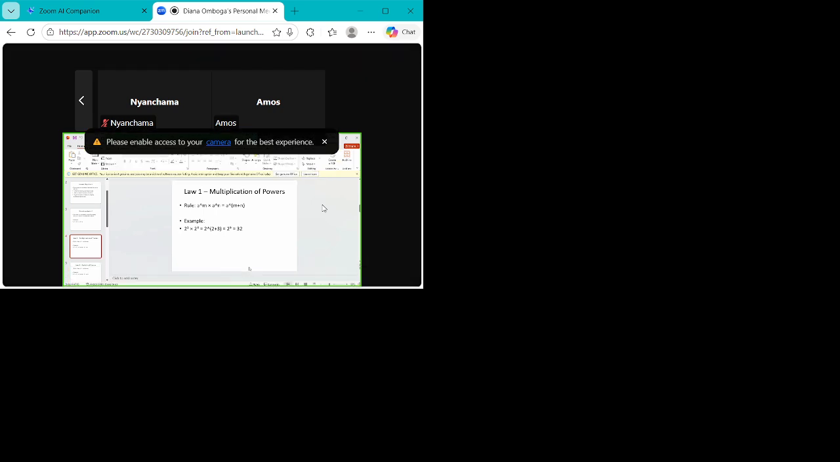So next, we would like to state rules of indices. As you know, we have several rules of indices. Can someone define the first rule of index? Joseph. Yes, madam. The first law is multiplication of powers, where it states that when we have a raised to power m times a raised to power n, then we add the indices. So that is a raised to power m plus n.